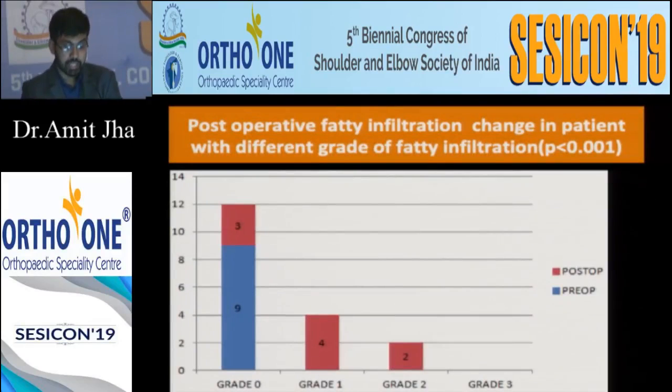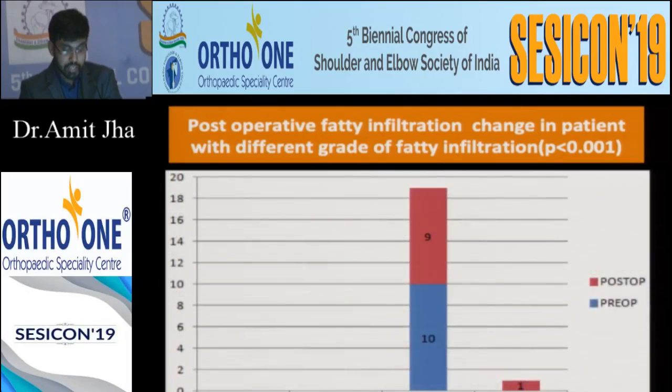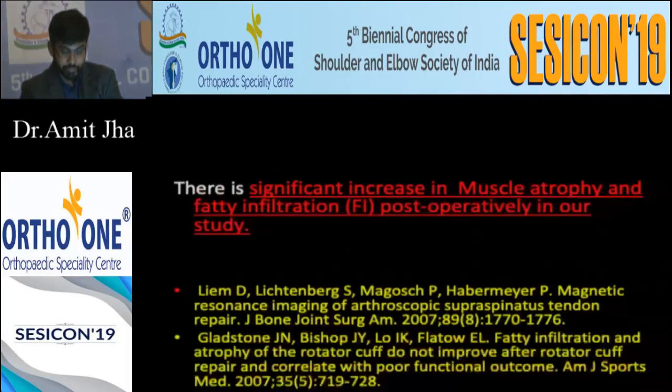When we see those patients with fatty infiltration, 9% had grade 0 fatty infiltration, and after repair 4 of them went to grade 1 and 2 of them to grade 2. Similarly for the grade 1 and grade 2 fatty infiltration patients. So their fatty infiltration increased, and that was statistically significant. So there was a significant increase in muscle atrophy and fatty infiltration post-operatively in our study, similar to the study by Lim and Gladstone et al.